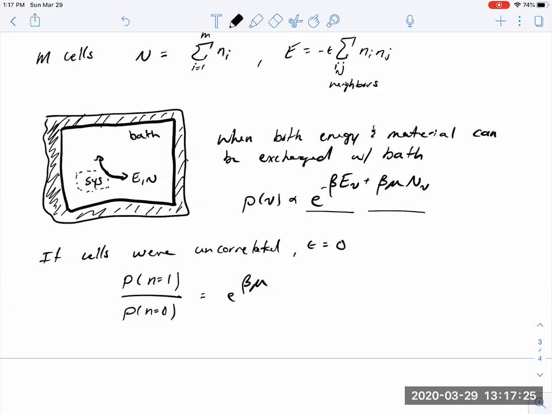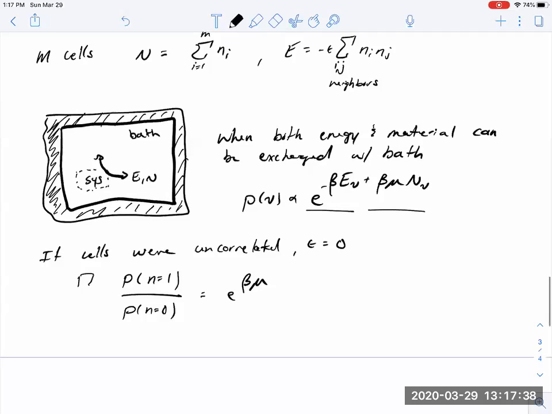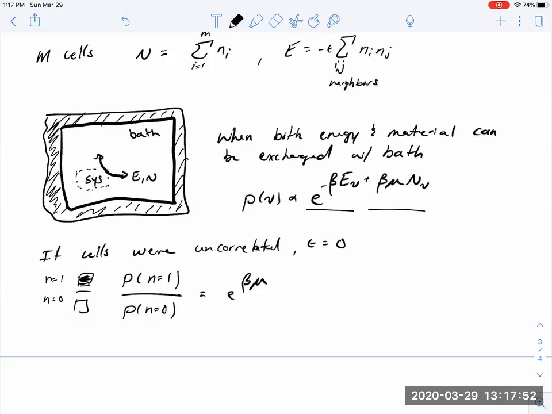That's just saying that there is no energy. The microstate of the system, if all the cells are uncorrelated, I just need to worry about what's happening in one of the cells. So the probability of there being a particle in this cell or no particle in that same cell depends only on that local number of particles. Thus, that ratio of probabilities is just given by the Boltzmann factor for that one cell.